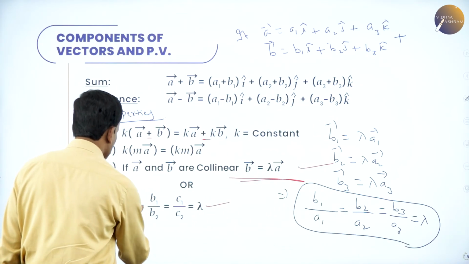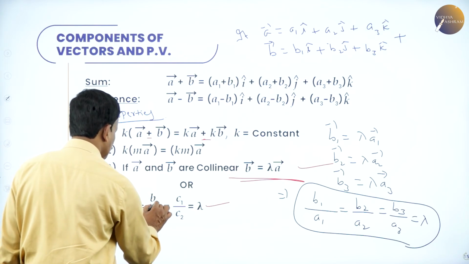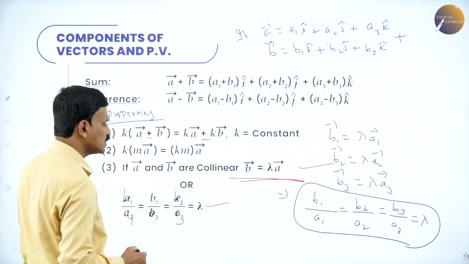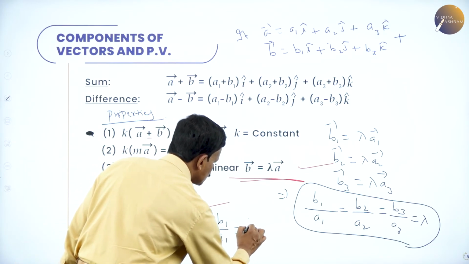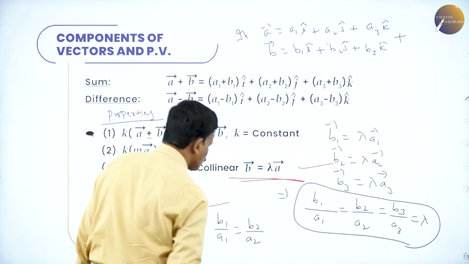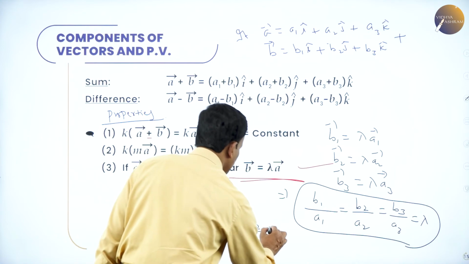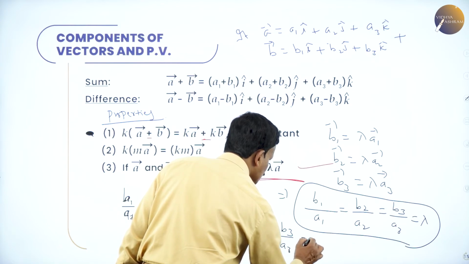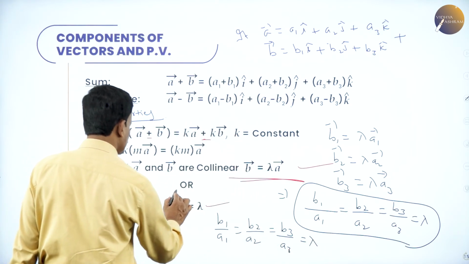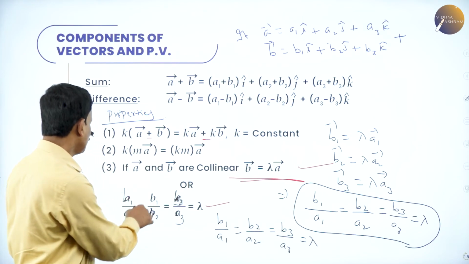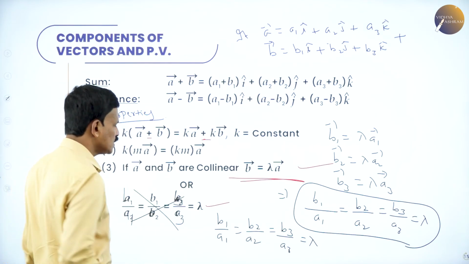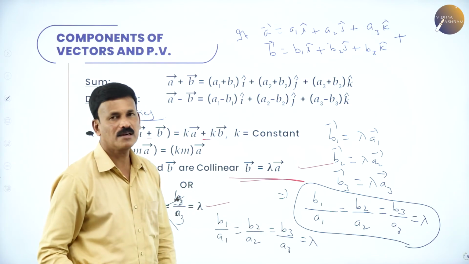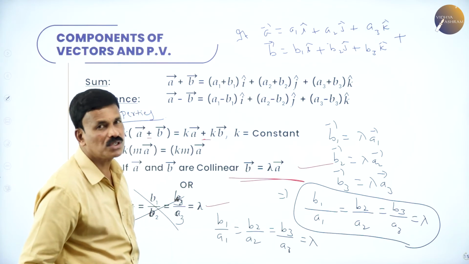So actually this is B1 by A1, B2 by A2, B3 by A3. So B1 by A1 is equal to B2 by A2 is equal to B3 by A3 is equal to lambda. Then the lines are collinear.